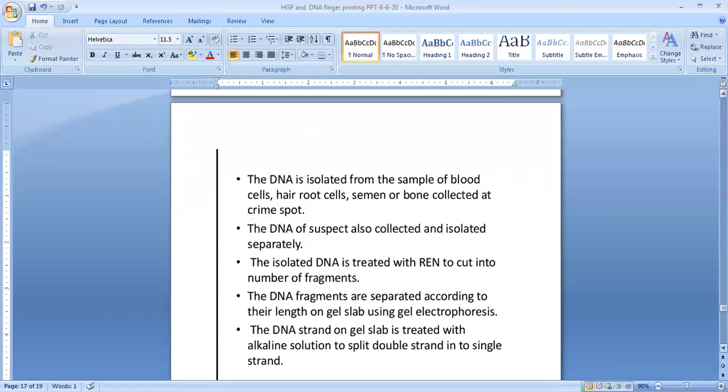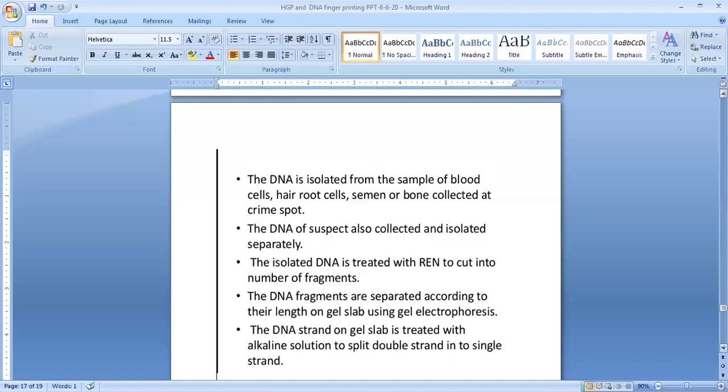Then what are the steps of how DNA fingerprinting is done? First, the DNA is isolated from the sample of blood cells, hair root cells, semen or bone collected at the crime spot. Second, the DNA of the suspect is also collected and isolated separately. So they get DNA from the crime place, and at the same time, the DNA of the suspect is also collected and isolated separately.